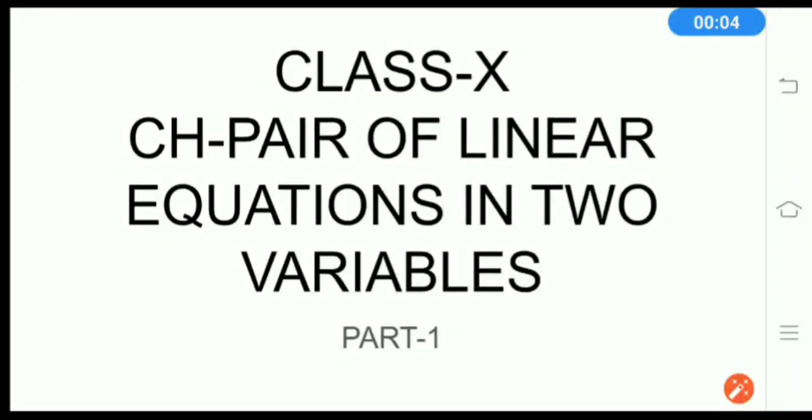Today we will start another new chapter of class 10. Chapter name is pair of linear equation in two variables.